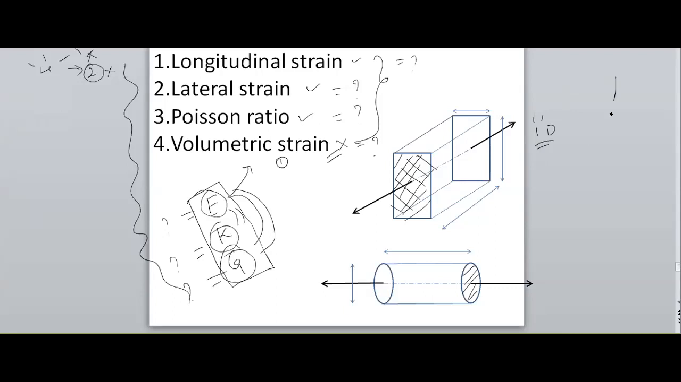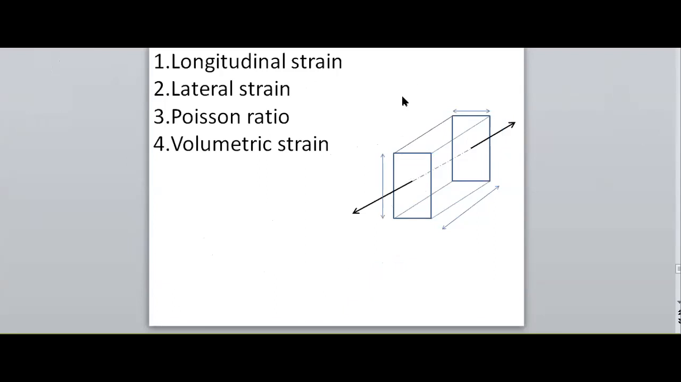That is, x-axis load, y-axis load, and z-axis load applied on this component. So in this chapter, we will study about the three-dimensional load on the component. First of all, we need to study about the longitudinal stress and longitudinal strain.